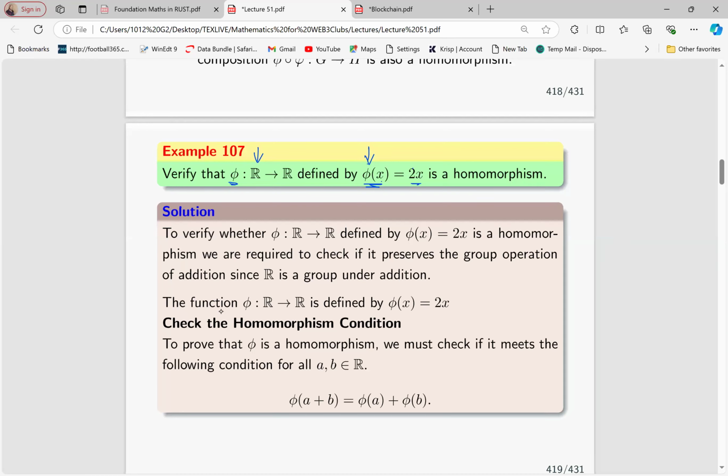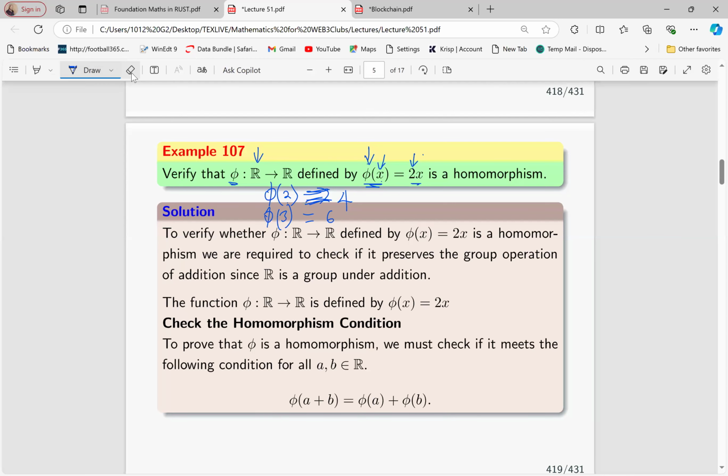Because this is x, so x is just multiplied by 2. So if I map 2, it maps to 4. That's what this definition means. If I was to map 3, then it will be mapped to 6. So that is what this definition means. But now the question is, show that it's a homomorphism. I was just assisting us to understand what the definition says.